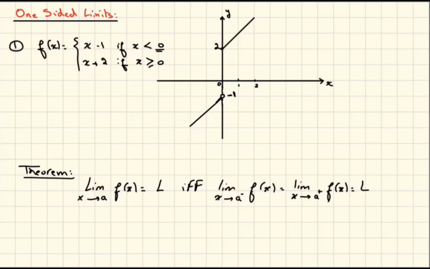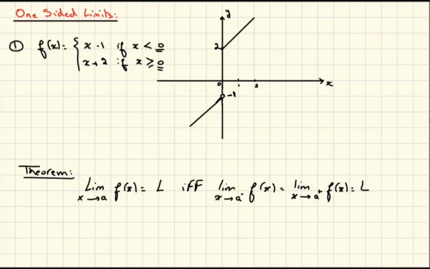In this video we're going to talk about one-sided limits. So let's look at this piecewise function f of x equals x minus 1 if x is less than 0, and x plus 2 if x is greater than or equal to 0. Now the graph of the function is given, and usually you're asked to find if the limit exists at the number you see there, which is 0.